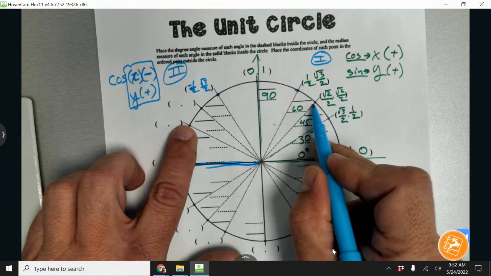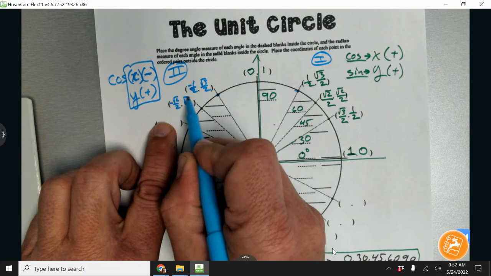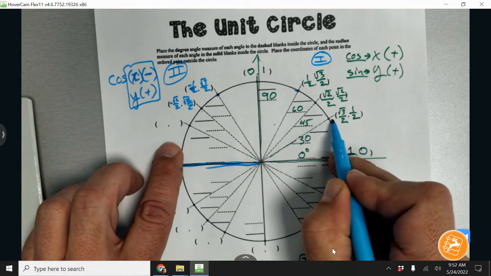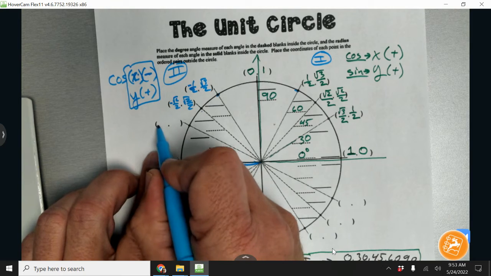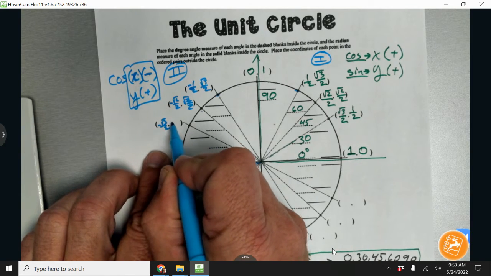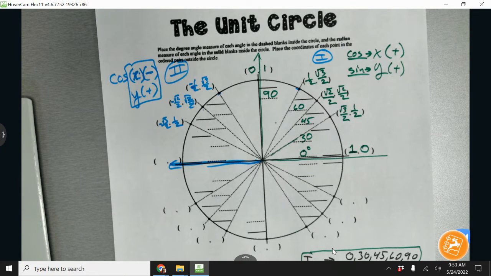If I bring this one straight across, I have minus radical 2 over 2, radical 2 over 2. This one, if I bring it straight across, the y doesn't change. It doesn't go up and down, but I get a minus radical 3 over 2 and a 1/2. Okay? Now, here is the trick here.